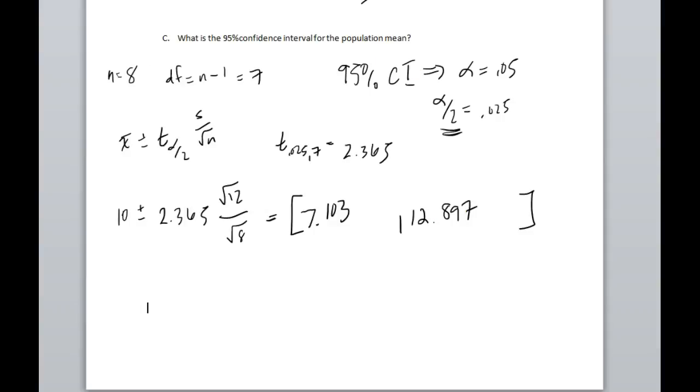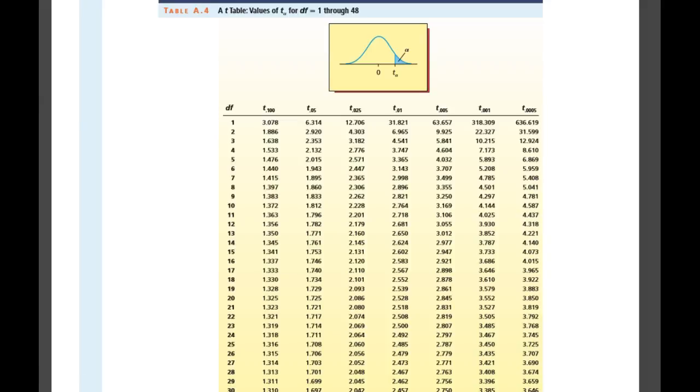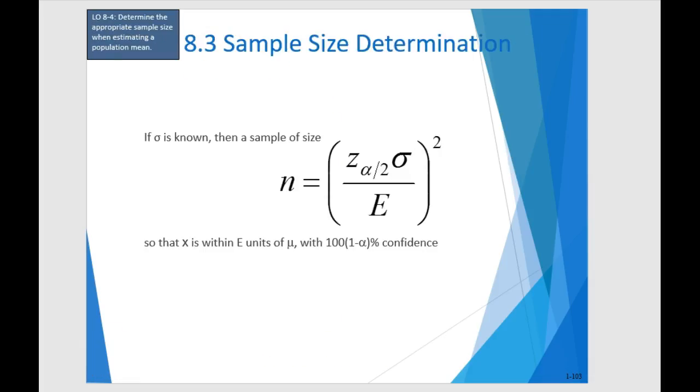Okay, so that was T. Now we're going to be looking at a different type of problem. This formula is based upon the same formulas that we've been using, the Z confidence interval formulas and T confidence interval formulas. This is going to be our formula for sample size determination, and this is the formula that you need to know for that.